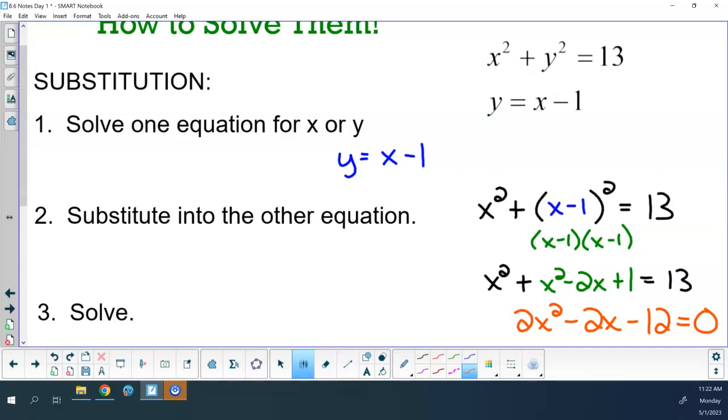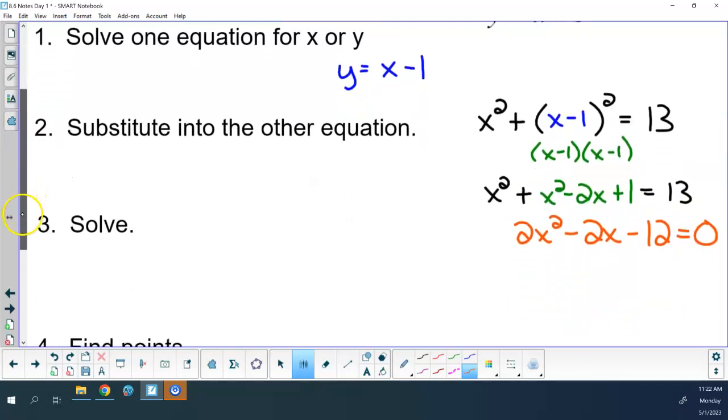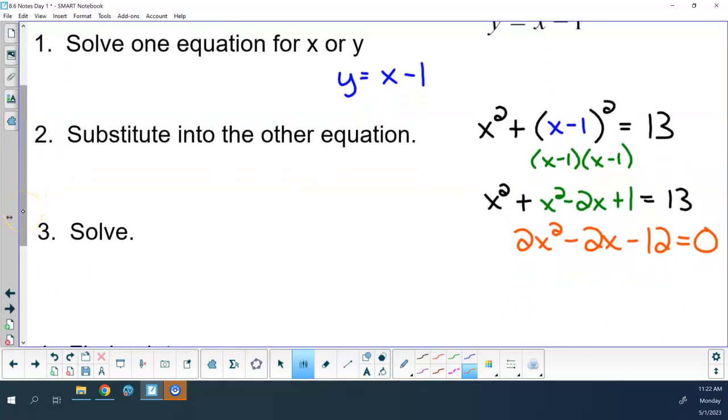Okay? Now, what can I do with 2x squared minus 2x minus 12? I can divide everything by 2. Yes. So that would give me x squared minus x minus 6 equals 0. What can I do with that? I can factor it. Yeah. What does it factor to be?